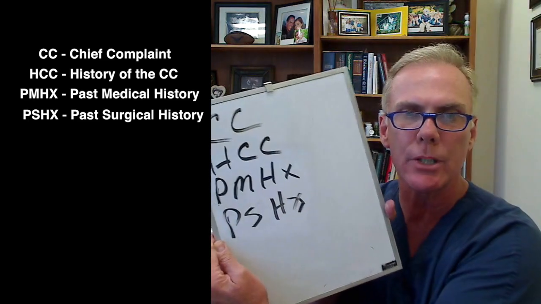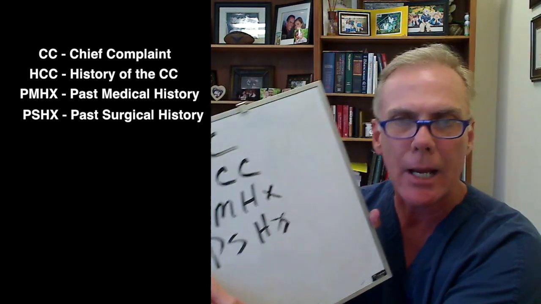Then, what else do you go to? You go to past surgical history, okay? PSHX. Past surgical history, okay? Get that out of the way. No surgeries? Great. Next, what about family history?